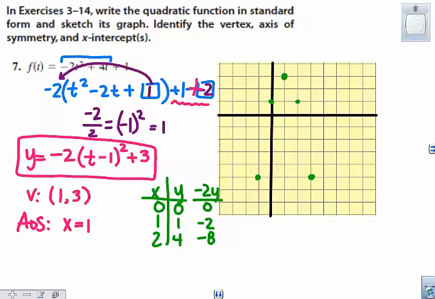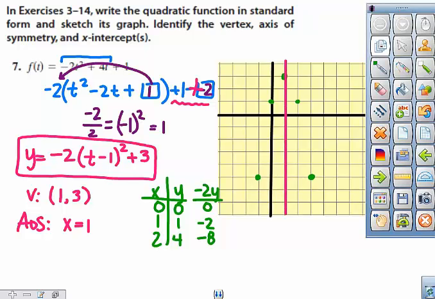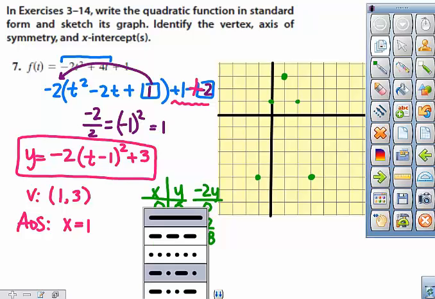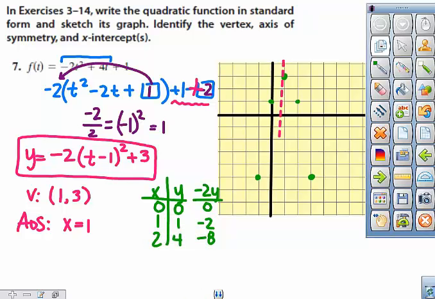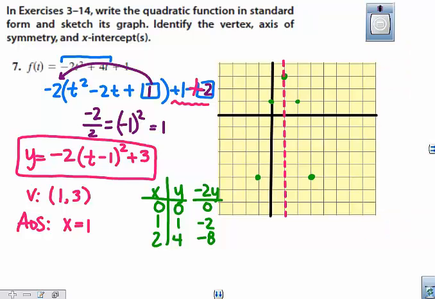Okay, and you need to draw your axis of symmetry as a dotted line. So at x equals 1, well, that's not a dotted line. Let's try that again. You'll have your vertical line there for your axis of symmetry, and then you can sketch your graph. Hopefully, maybe yours looks a little better than mine.